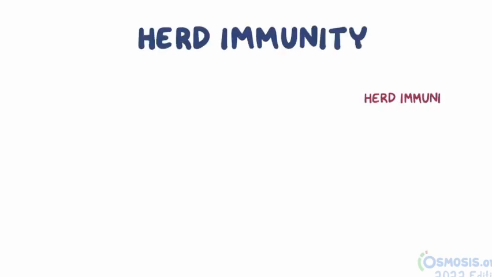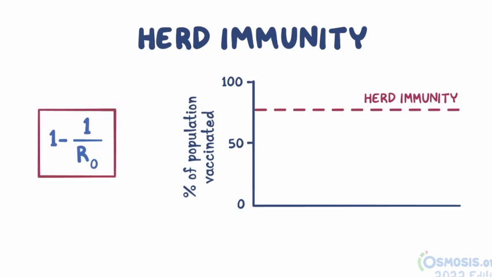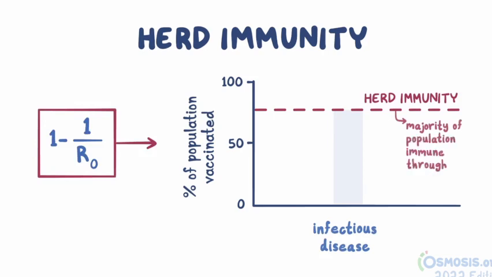The potential increased transmissibility of the new strains may affect the ability of regions to reach herd immunity. Herd immunity is usually calculated by reaching a threshold defined by the equation 1 minus 1 over R0. For most infectious diseases, herd immunity is usually achieved when a majority of the population is immune through vaccination.